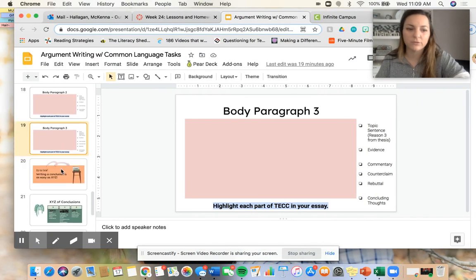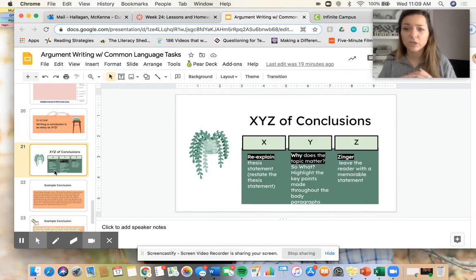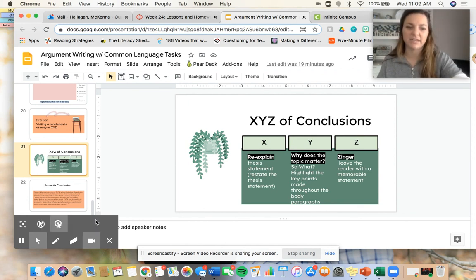Then we talked about conclusions. Conclusions are probably one of the easiest things that you can do. Okay, we use the XYZ method to close it out. We re-explain our thesis in a new way. We talk about why our topic matters, and we leave a zinger.